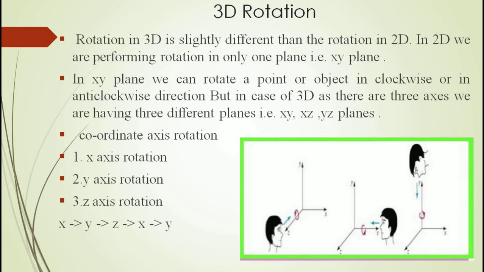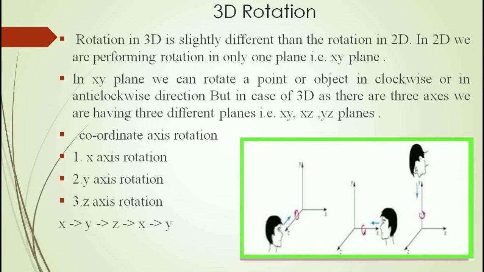So we have to rotate the object in a clockwise direction or in an anti-clockwise direction. Those are the 2 types. 3D is slightly more difficult than 2D because a Z axis is added, and because of that there are different planes: the XY, XZ, and YZ planes. So in 3D, we must specify about which axis and by what angle we want to rotate the object.